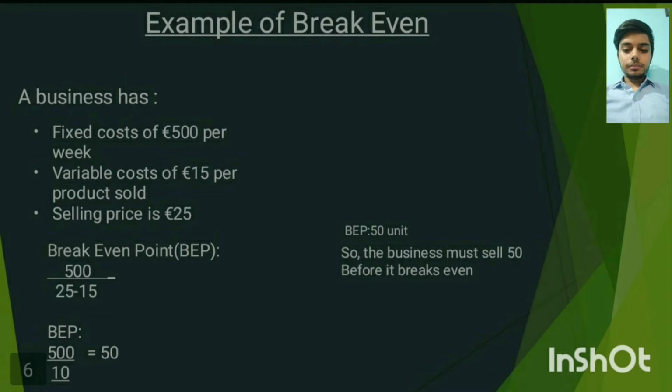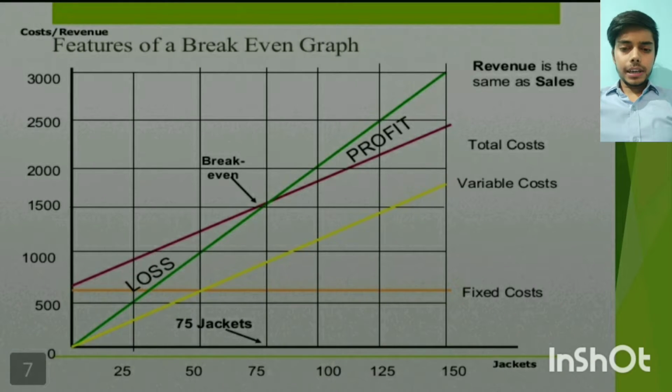Next slide. This is the graph of break even. The green line is representing revenue, the same as sales, and the maroon line is representing total cost. The yellow line is representing variable cost, and the orange line is representing fixed cost.